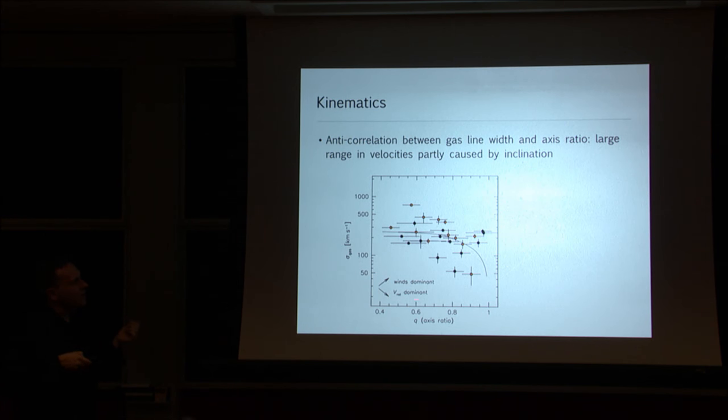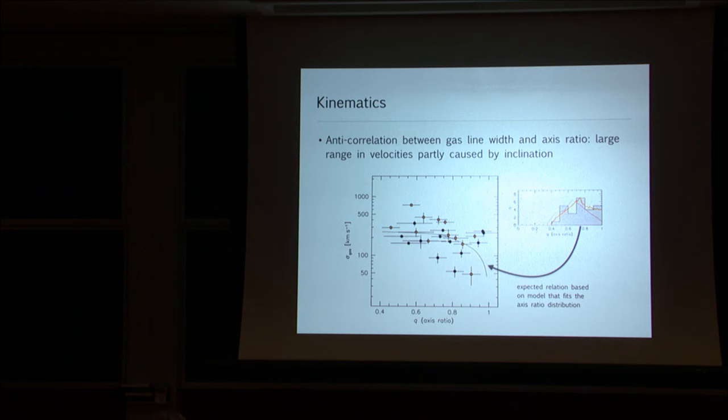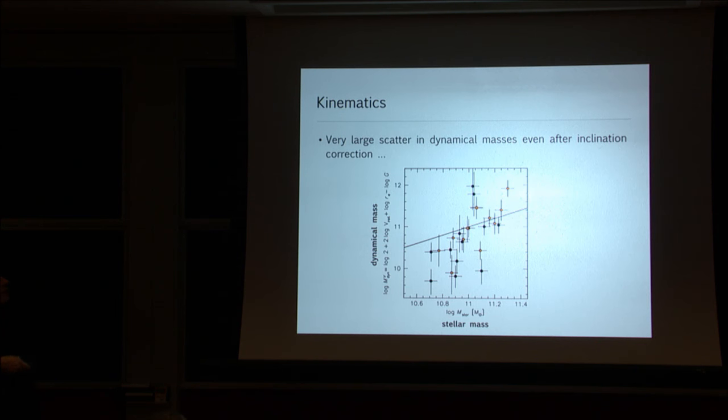And it's in the direction that you'd expect. So if rotation is dominant in these things, you'd expect the more face-on ones to have lower dispersions. And it actually gives a constraint on winds, because in M82-like winds, you'd expect the opposite trend, that if you're face-on, you see the highest velocities. So that's nice. And you can correct for that. You can build a model for these galaxies, what their intrinsic axis ratios are, and how it relates to inclination. You can correct them. And then this is now the inclination-corrected dynamical mass versus the stellar mass. Okay, so we're not quite there yet.